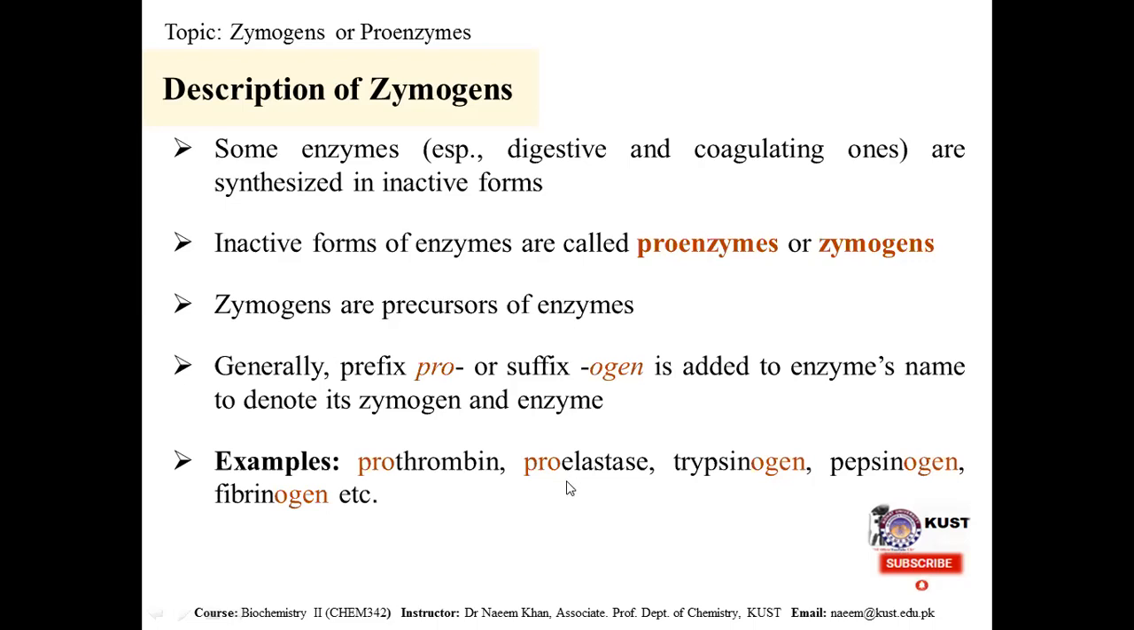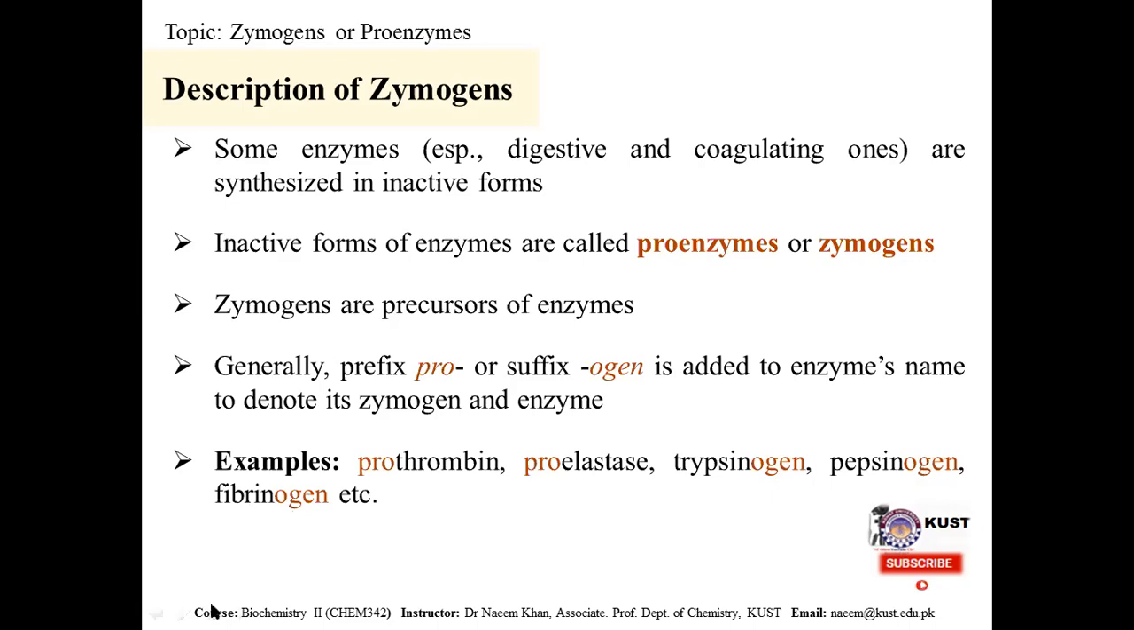In a similar way, proelastase. Actually, the pro designates that this is the inactive form of the elastase enzyme. Similarly, trypsinogen: ogen is the suffix added to the name of trypsin in order to designate the zymogen form of the trypsin enzyme. Similarly, pepsinogen: ogen is the suffix added to the name of the active enzyme pepsin. So pepsinogen is the inactive form of the pepsin enzyme. In a similar way, fibrinogen, when it becomes activated, is called fibrin, the final protein involved in the blood clotting mechanism. And whenever it is in inactive form in the blood, it is known as fibrinogen.